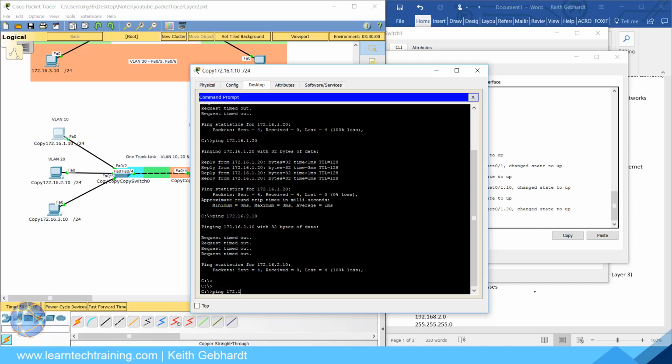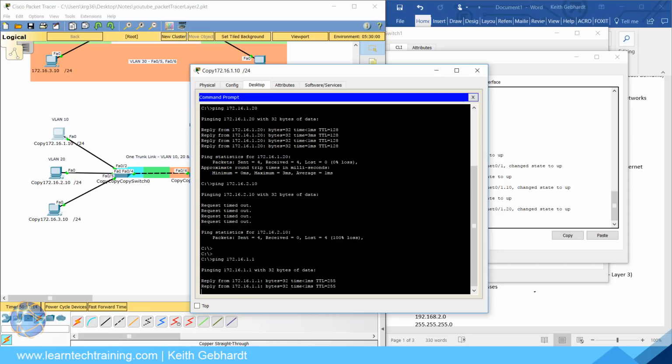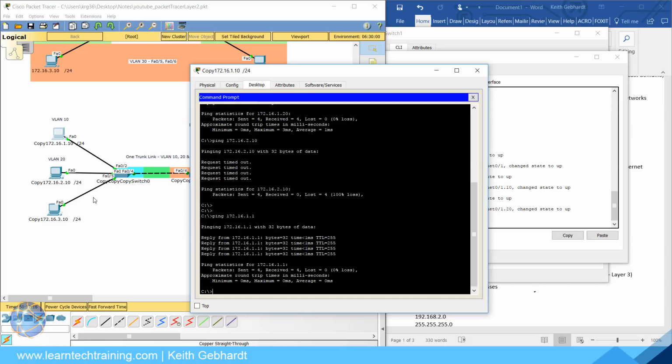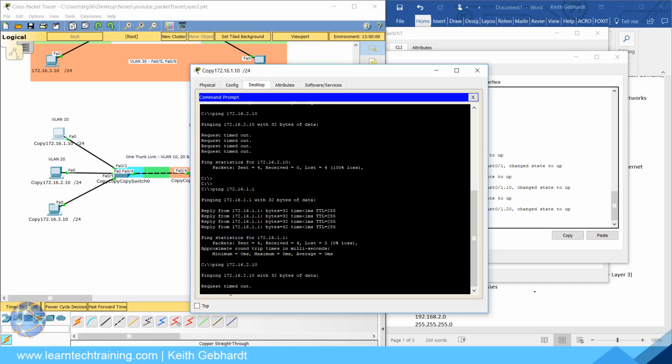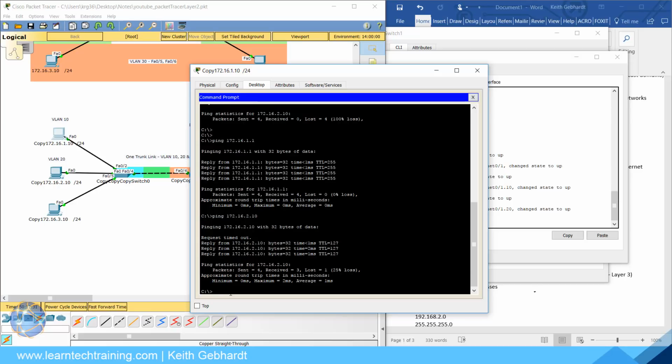Ping 172.16.1.1, and we have communication. So now I will be able to communicate to 172.16.2.10. So if I hit the up arrow, 172.16.2.10, whatever, enter. Again, it's got to send that Address Resolution Protocol, so one packet may drop, and it's going to come back. Ladies and gentlemen, that is VLANs.